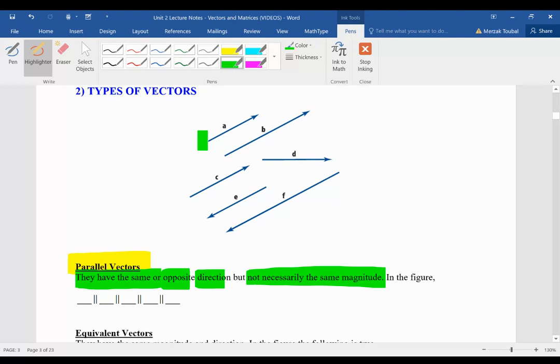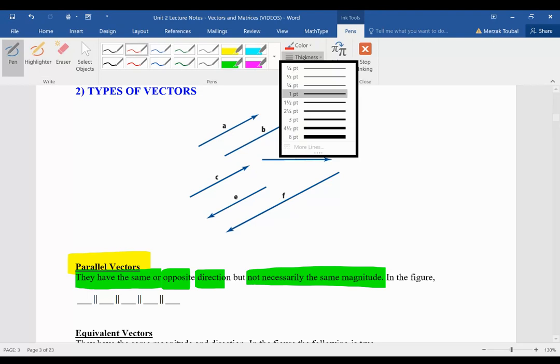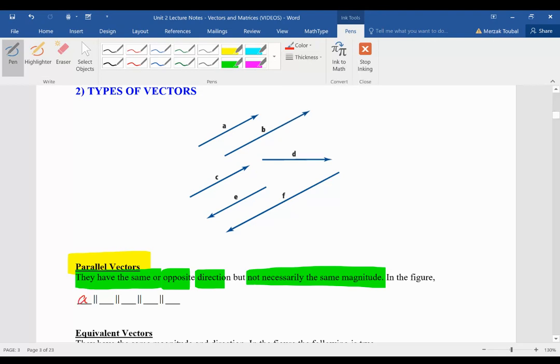So let's start with vector A. Vector A is parallel to vector B because they have the same direction. They don't have to have the same magnitude. It is parallel to vector C, same direction. It is parallel to vector E. See, vector A and vector E have opposite directions, so still, they are parallel.